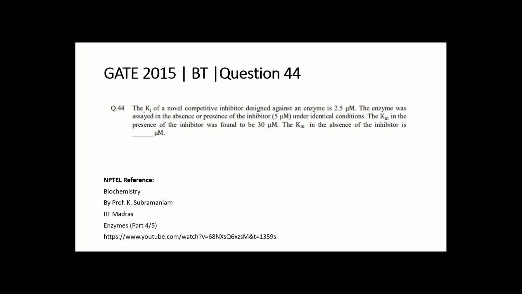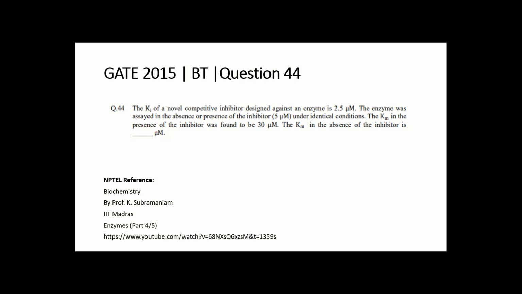So in this video we will discuss question number 44 of GATE 2015. Ki of a novel competitive inhibitor designed against an enzyme is 2.5 micromolar. The enzyme was assayed in the absence or presence of the inhibitor, whose concentration is 5 micromolar, under identical conditions. The Km in the presence of the inhibitor was found to be 13 micromolar. So they are asking what will be the Km in the absence of the inhibitor, in micromolar.